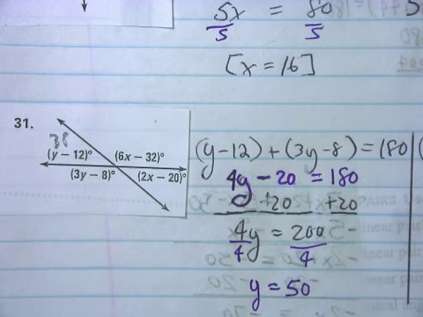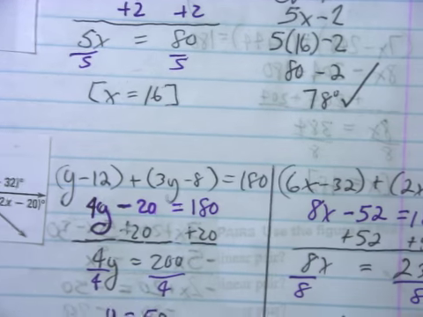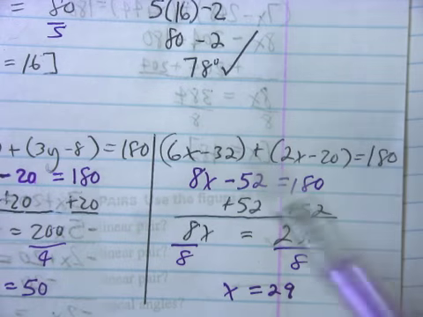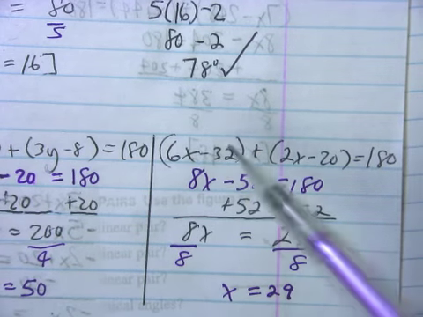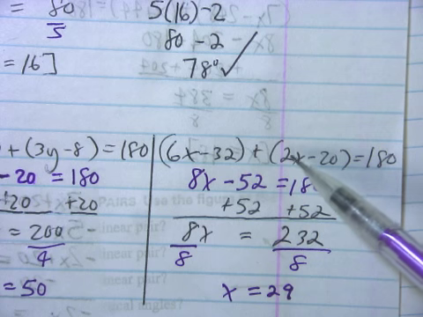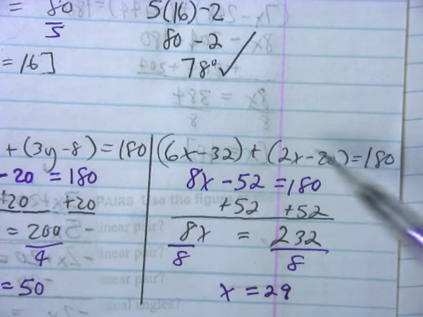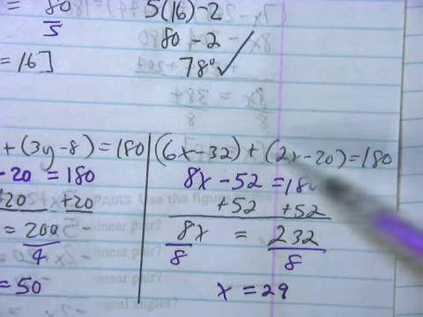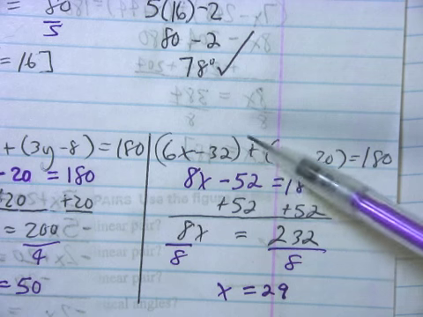But let's go back over here. Let's take a look at these two supplementary angles and find out the value of x. Again, if I add these two together, they should be equal to what? 180 degrees. And that's what I did here. I added my two angles together. If you look at your paper, the two angles you have are 6x minus 32 and 2x minus 20. So if I add them together, they're going to be supplementary. They're going to equal 180.